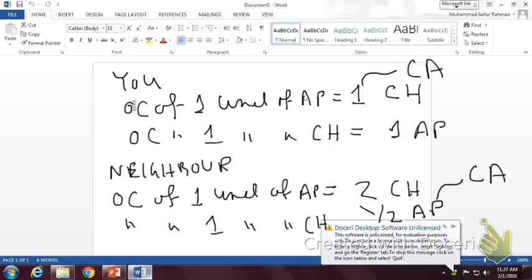To summarize: you have a comparative advantage in the production of apples. Your neighbor has a comparative advantage in the production of cherries. So that tells you that if you really want to specialize, you should produce only apples, and your neighbor, if he wants to specialize, should only produce cherries. I am out of time, right?